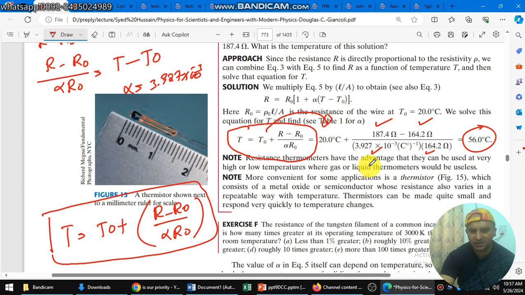Resistance thermometers have the advantage that they can be used at very high or low temperatures where gas and liquid thermometers would be less useful. So these thermometers are useful when the liquid thermometer that we use in our daily life is not effective. A more convenient instrument for some applications is the thermometer which consists of a metal oxide or semiconductor, whose resistance also varies with temperature in a repeatable way. We can also use other materials like metals, oxides, and semiconductors in order to find the resistance.